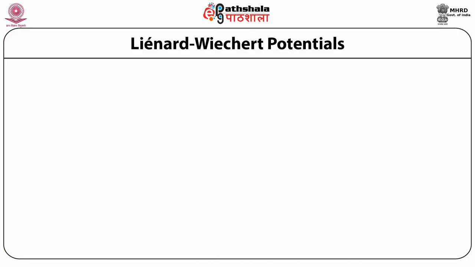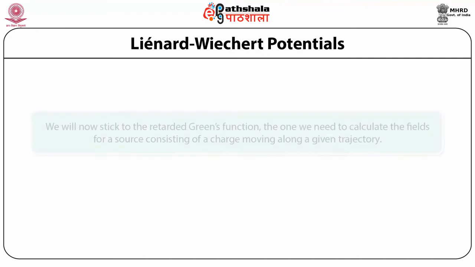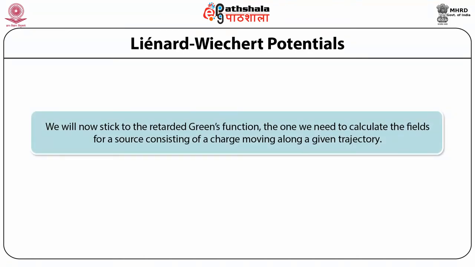The radiation fields are defined as the difference between the outgoing and the incoming fields. Liénard-Wiechert potentials. We will now stick to the retarded Green's function, the one we need to calculate the fields for a source consisting of a charge moving along a given trajectory.